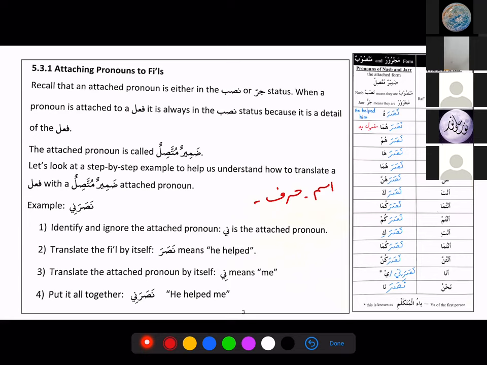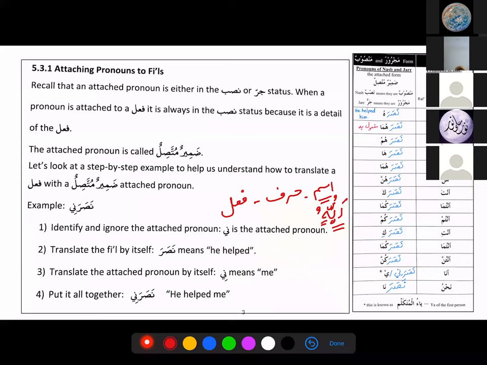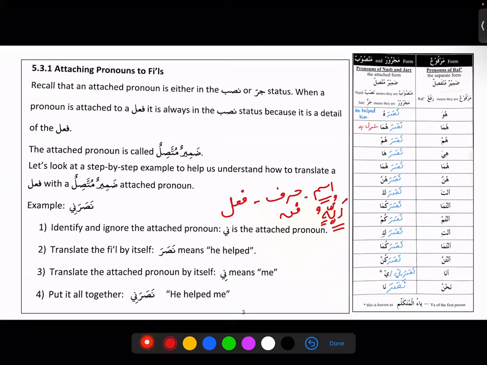Now, these attached pronouns can attach to all three. What is the example that an attached pronoun can attach to an ism? I can say Rabbuhu, he is Rab. So what is happening? Rab and this attached pronoun, we are creating an idafa fragment, right? And with the harf, I can say fihi, in it. What is fi? Harf jar, and then the attached pronoun: fihi, in it, or we say bihi, with it. So that means an attached pronoun can attach to a harf.